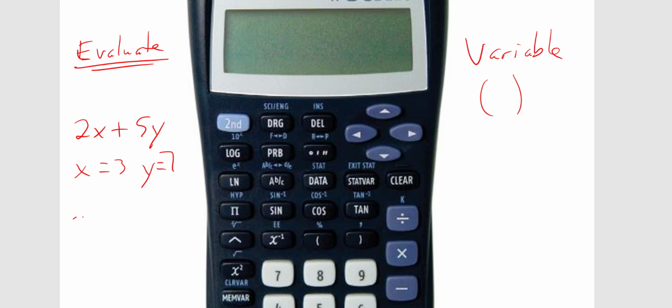In other words, I'm just going to write this out before I even type in my calculator. This is what I'm going to do. Then I'm going to put the numbers in, 3 and 7. And then I'm going to type it in my calculator with the parentheses: 2 parentheses 3 close parenthesis plus 5 parentheses 7 close parenthesis, and that's it. So you should get 6 plus 35 or 41 as your answer. It's pretty easy, but exactly the way you see it is the way you are going to type it in your calculator.